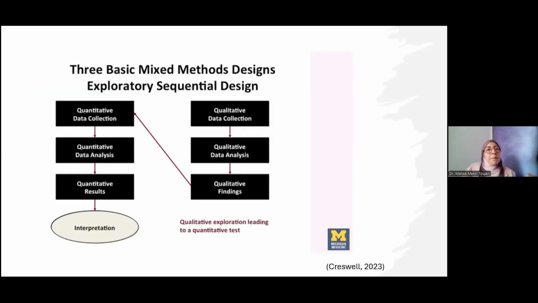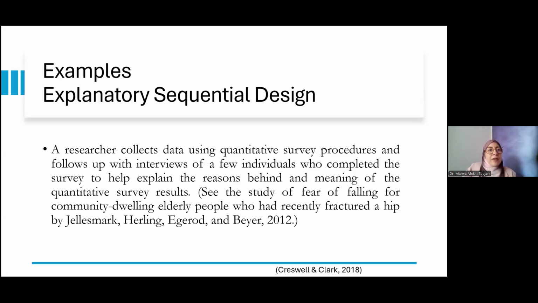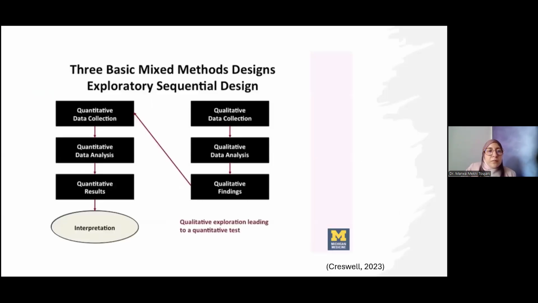The last basic mixed methods design is what we call exploratory. I would like to go back: that's why we call the previous one explanatory, because we got the quantitative data, but we need explanations. So we supplement it with qualitative data in order to see the full picture. Now, in exploratory sequential design, we do the opposite.